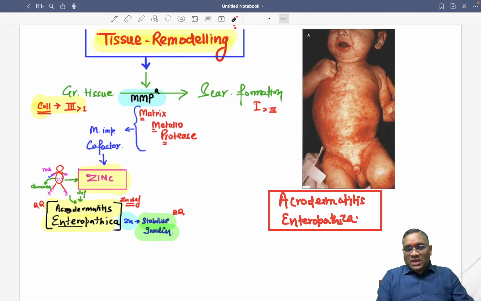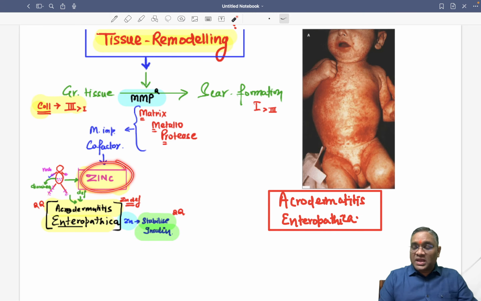So you can understand why we say zinc is very essential for wound healing, because it helps in tissue remodeling by giving good activity to the matrix metalloproteases. But when they are deficient, what will happen? The child will have a lesion like this. They have rashes all over the body and extremities, and this baby will also have diarrhea. So this condition is called Acrodermatitis enteropathica.